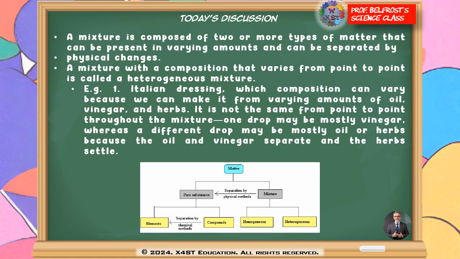First is heterogeneous, meaning that the composition varies from point to point. This is just a very general example: Italian dressing. Maybe you love Italian dressing. Its composition can vary because we can make it from varying amounts of oil, vinegar, and herbs, but we still call it Italian dressing, right? It doesn't change the name. It may not be the same from point to point throughout the mixture. Also, everyone can make it differently. One drop may be mostly vinegar, whereas a different drop may be mostly oil or herbs, because the oil and vinegar separate and the herbs settle.